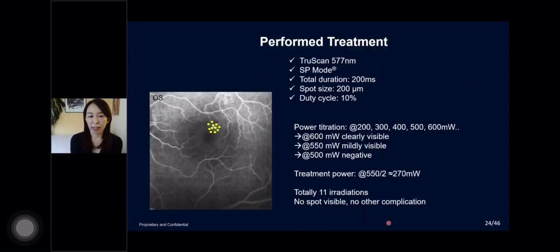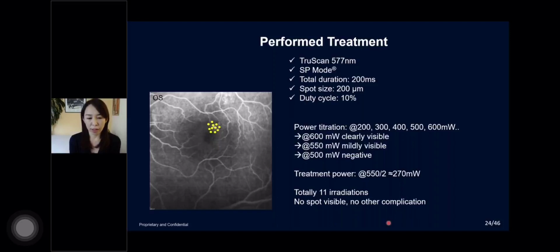Now practically, how I do it is, I use again the TruScan 577, SP mode, and total duration typically 200 milliseconds, spot size 200 micrometers. I choose a duty cycle of 10% so far. Power titration is also very important.